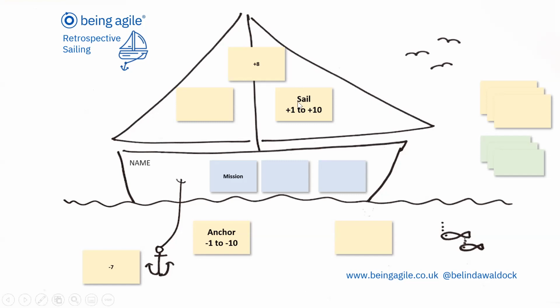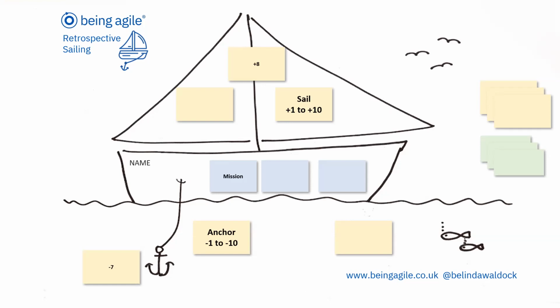So on a scale of 1 to 10, we want to scale those sails. +1 being a small sail, a pretty sail, and nice to have. A +10 would be our main sail. This is really taking our boat forward. Similarly, with our anchors, we want to score these from a -1 to a -10. So a -1 would be a minor impediment, a minor irritation, whereas a -10 would be a huge anchor stopping our boat completely and stopping us from moving forward.